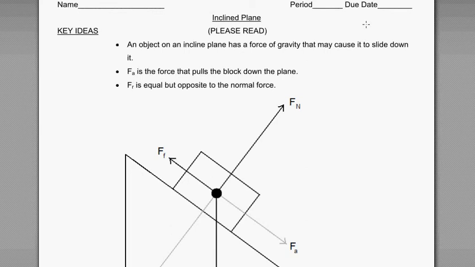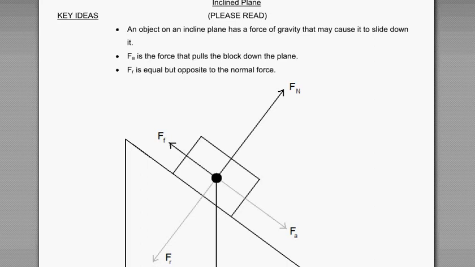Okay, so now we're going to talk a little bit about an interesting topic to me that I always really liked as a kid, and that was the inclined plane. And basically, guys, an inclined plane is just a fancy word for a ramp. So it's just going to be a ramp.